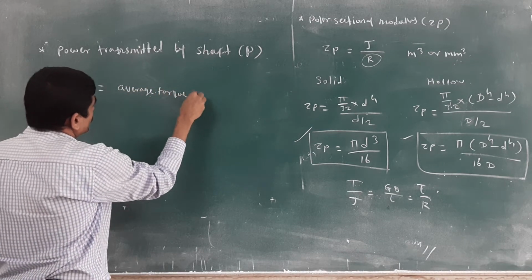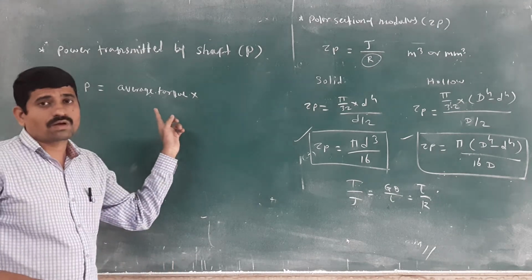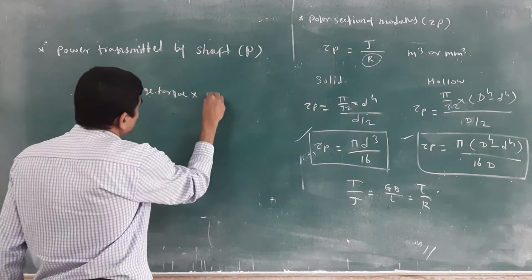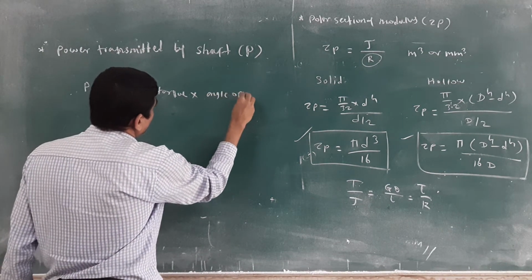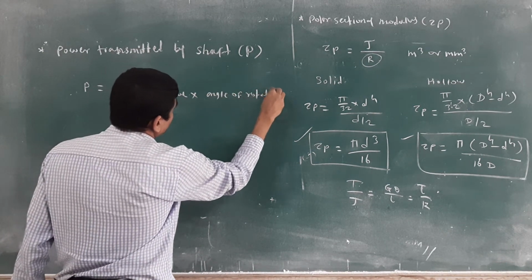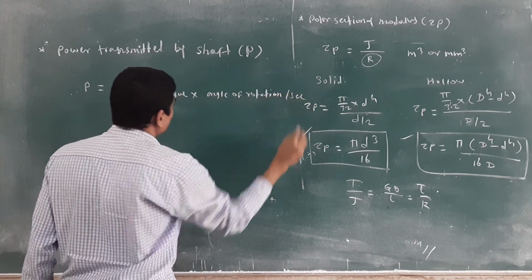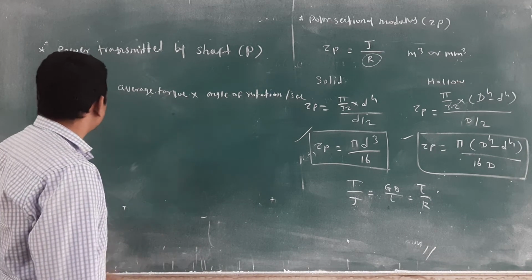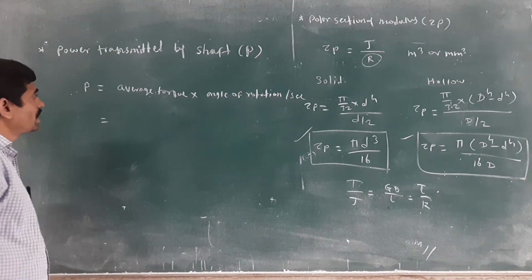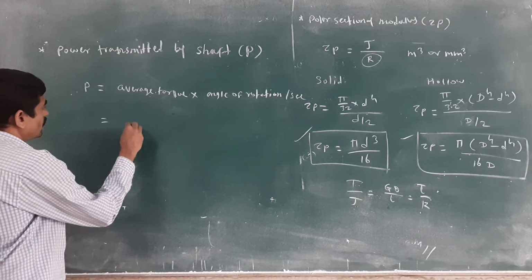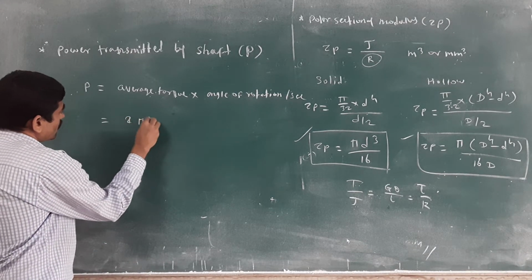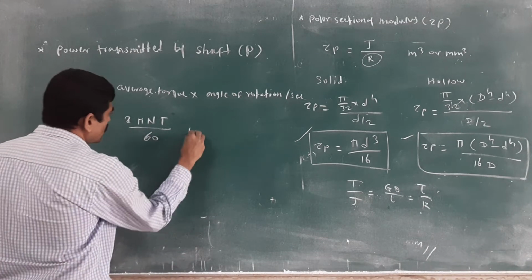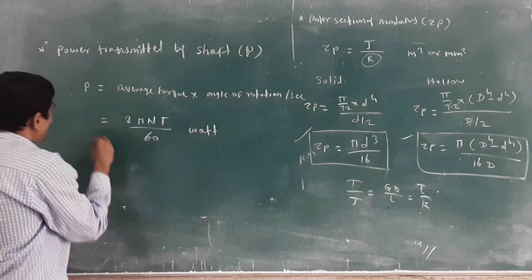It is the multiplication of average torque and angle of twist, or we can say the angle of rotation per second. We have to calculate the angle of rotation per second. Average torque, also called mean torque, T mean, means you will get 2 pi NT divided by 60. This value you will get in watt.